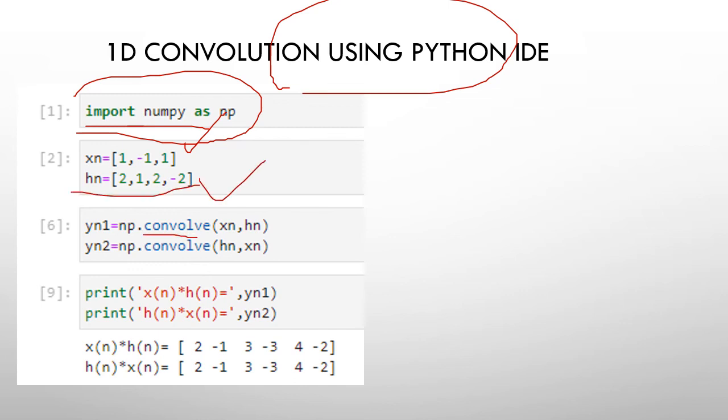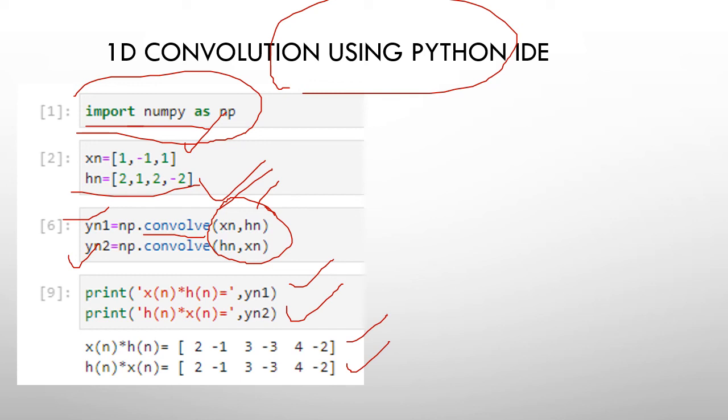Then I need to use a function called convolve. NumPy has a function for convolution, and I can pass these two sequences as the input arguments. I get the result and I can print it here. And this is just to check whether convolution is commutative. I got both results and I can see that they are exactly matching. So we have verified our result.